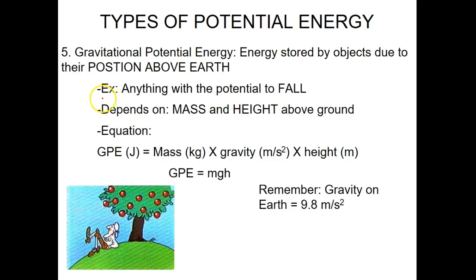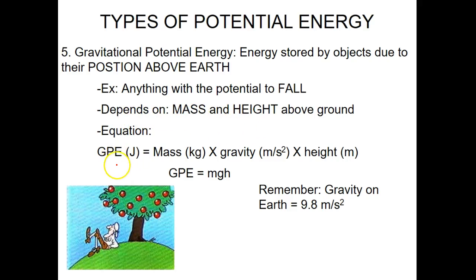So the last type, and this is probably the most important type, is called gravitational potential energy. It's energy stored by objects due to their position above the Earth, hence gravitational. Position above the Earth, gravity. That's what we need to remember. So anything that has the potential to fall is going to be using gravitational potential energy. So anything up in the air, pretty much. This depends on the mass of the object and the height above the ground.